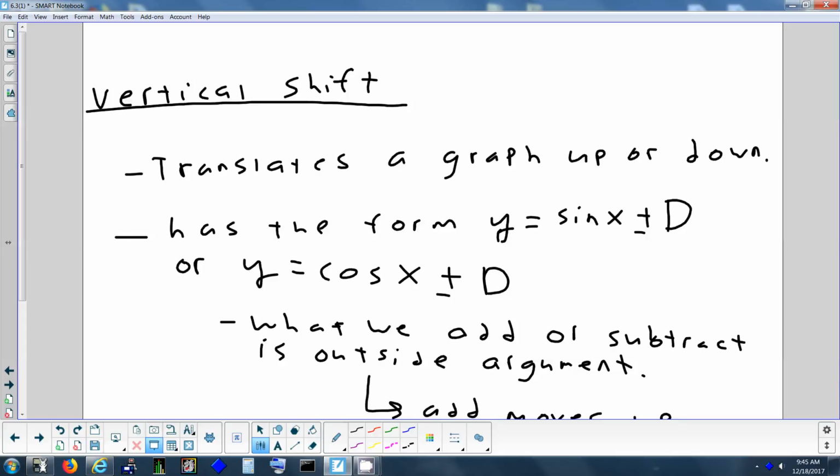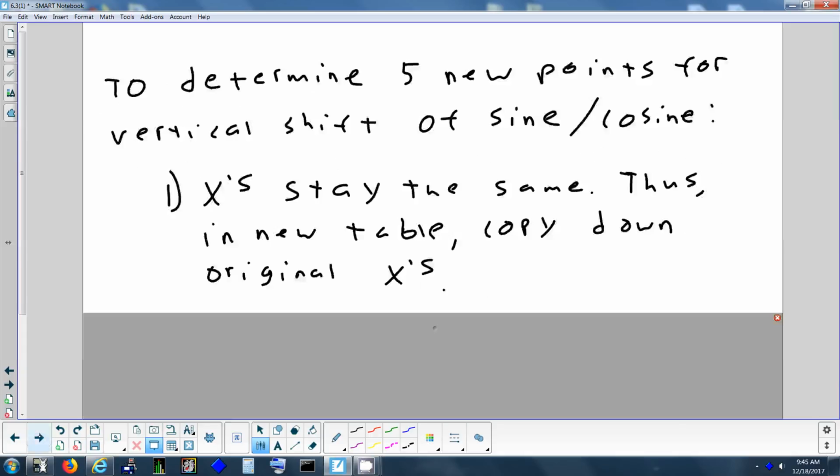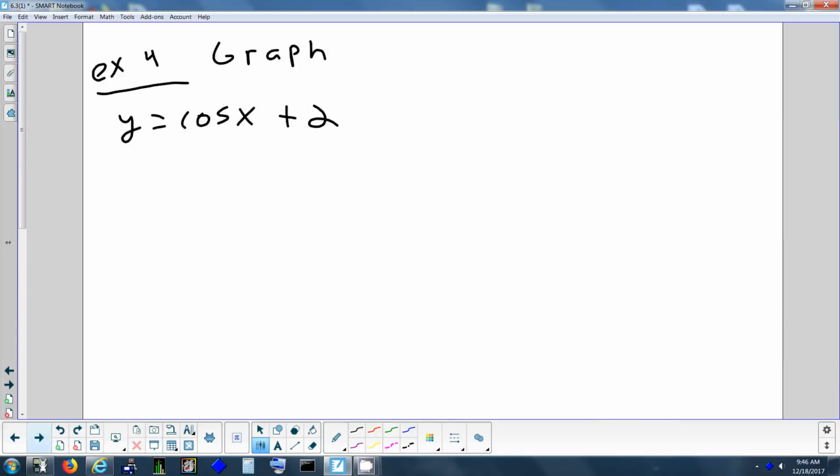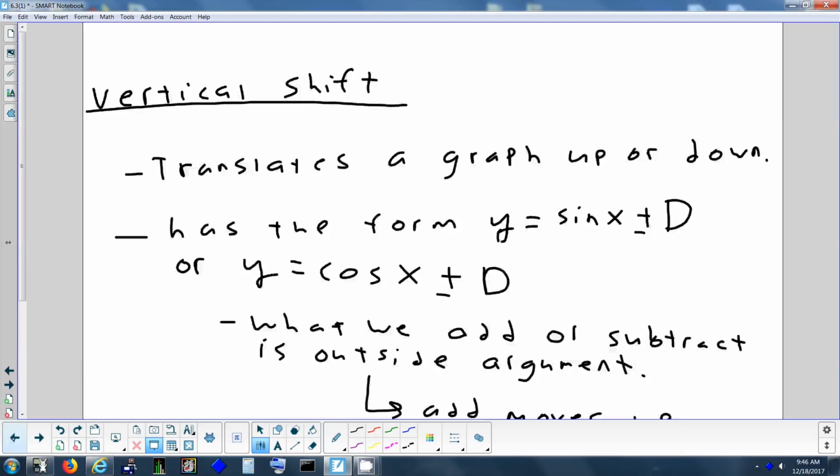And what differentiates it from a phase shift is where you are adding or subtracting. You always add or subtract for a shift, but where controls, is it left and right, or is it up and down? So vertical shift is when you add a number outside of the parentheses. Even if you put parentheses in like that, that's still a vertical shift. You would have to group the x and the number together to be a phase shift.